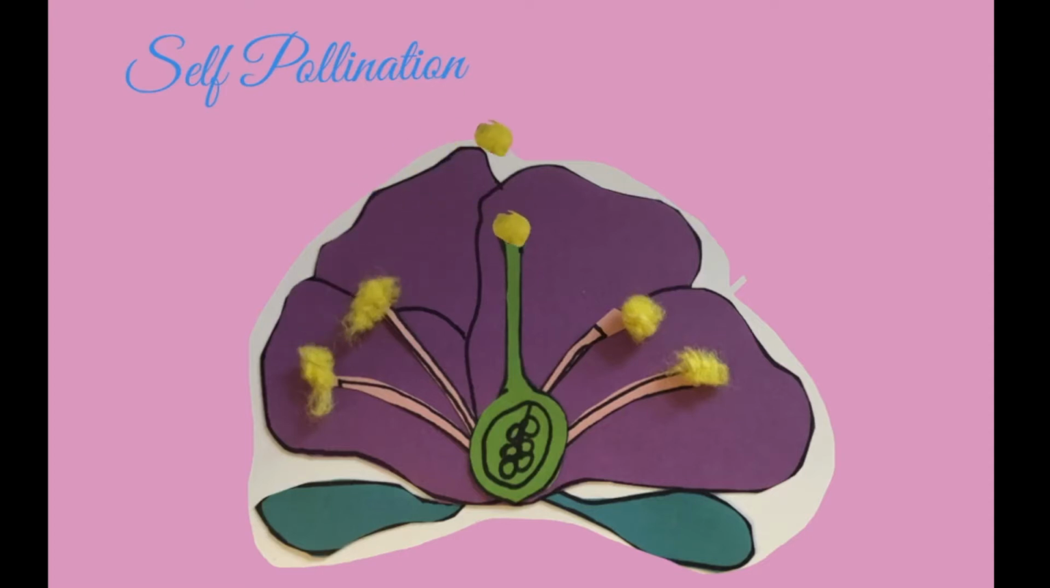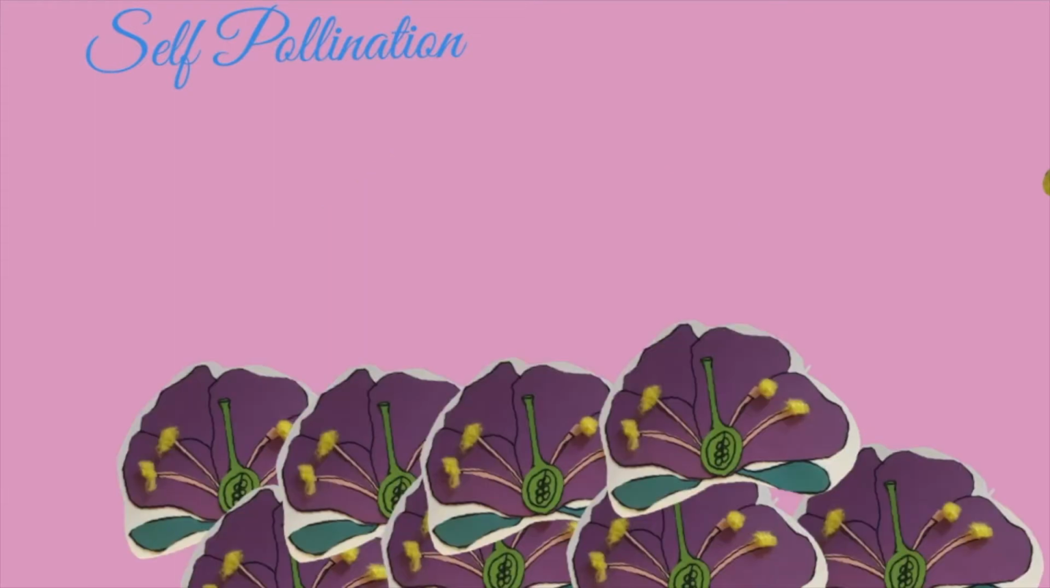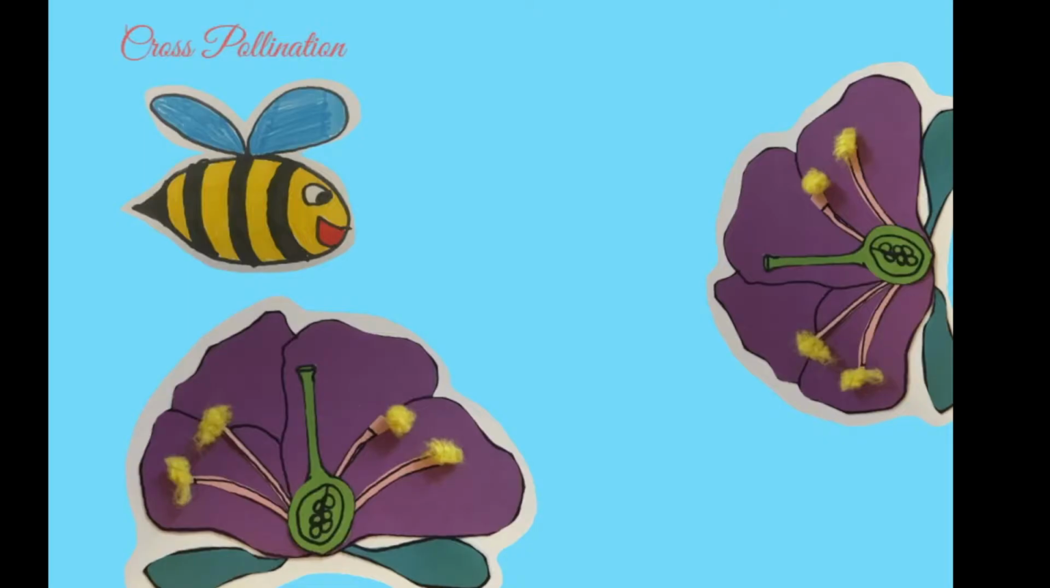And then some of the pollen, hopefully, gets stuck on the sticky stigma. And then we know that the pollen goes down the pistil into the ovary and it's able to reproduce. And that is self-pollination. Now, cross-pollination.